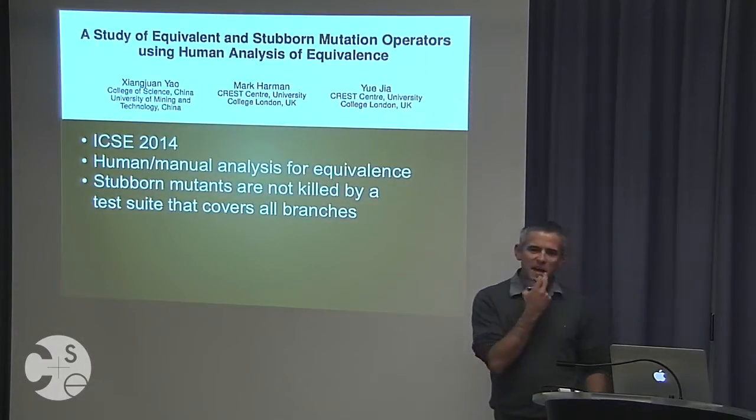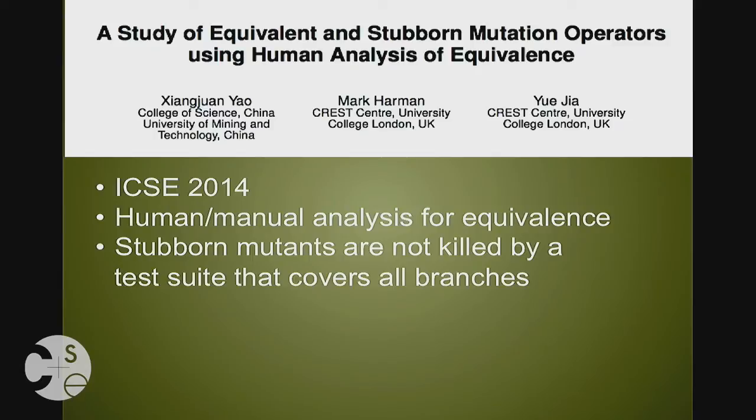Now, we're going to be comparing with a paper that basically does what we're doing here by hand. It's just for interest's sake in some sense. We did this work, and then I discovered this paper, and then we went back and picked some of the examples from this paper just for comparison. Essentially, this is ICSE 2014, looking at equivalent and stubborn mutation operators, but analyzing by hand whether they are stubborn or not.